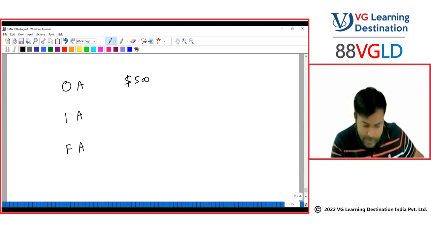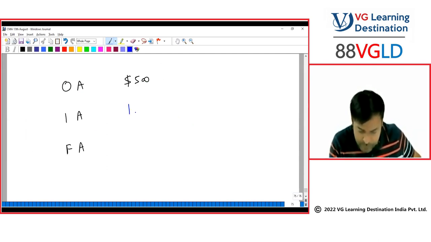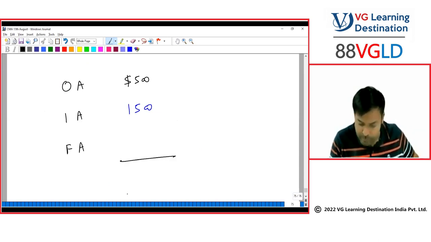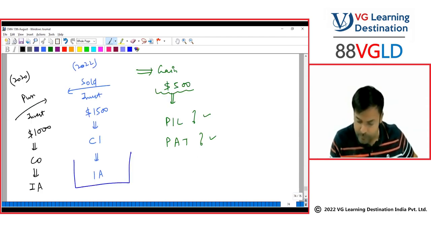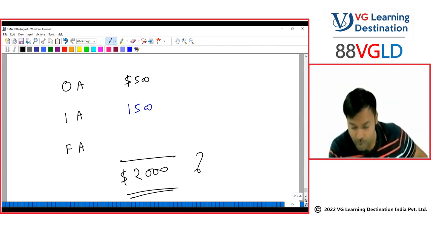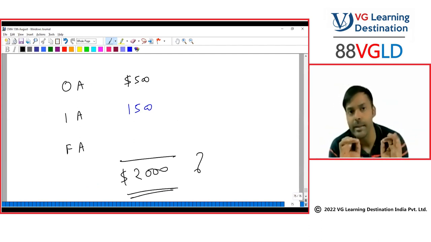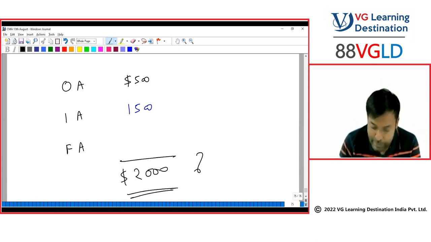Okay. What is your IA in this question, guys? IA is 1500. How much is the total coming? $2,000. But are you actually receiving $2,000, everyone? No, you're not receiving $2,000 in that case. That's the problem. Whenever we are following the indirect method, that means whenever we are starting with the PAT, it is nothing but the duplication which is happening.